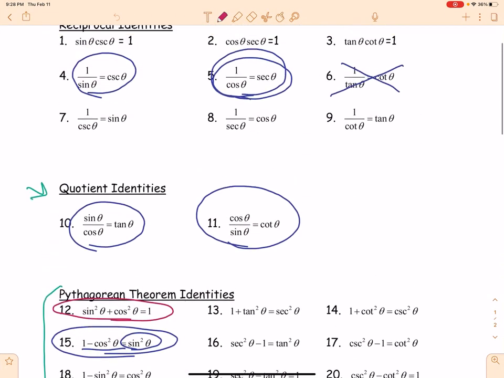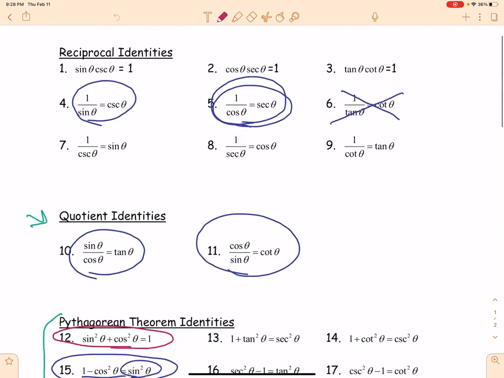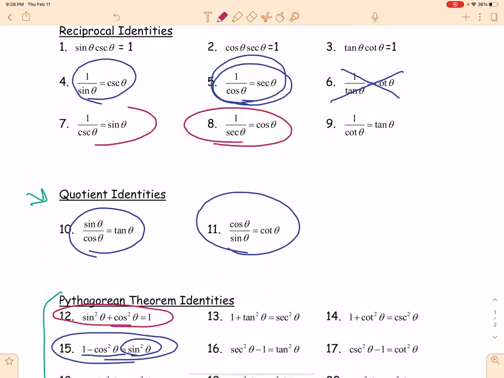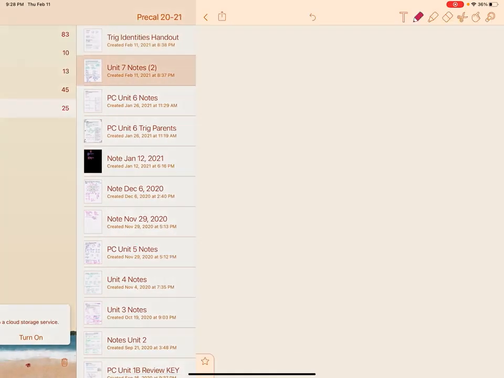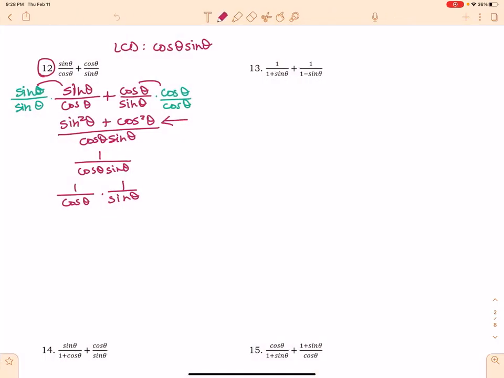You'll notice on our identities page, oh, I circled the wrong ones. I can replace 1 over sine with cosecant and 1 over cosine with secant. So I've got secant theta, cosecant theta. We got one term, no fraction, no addition and subtraction.